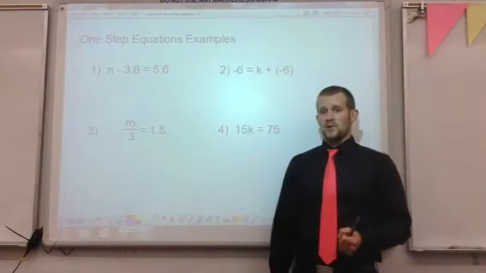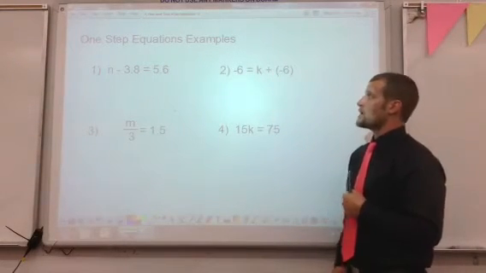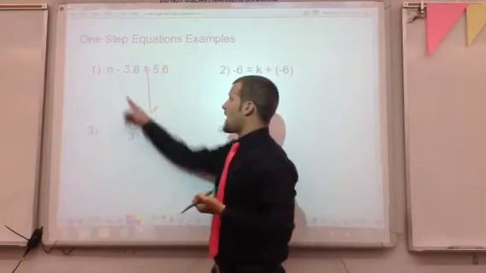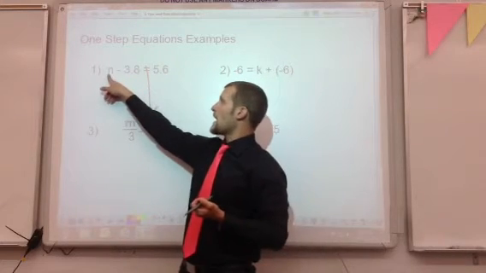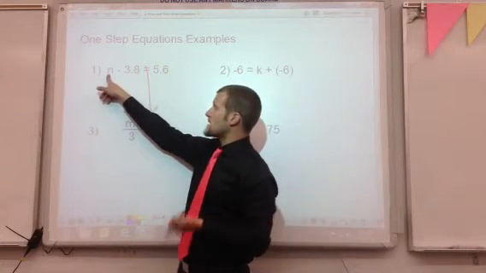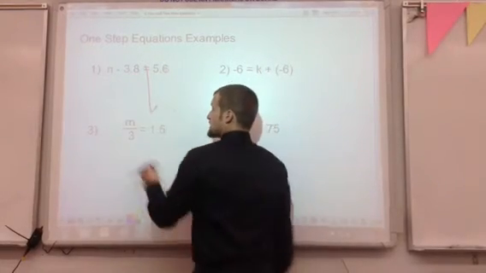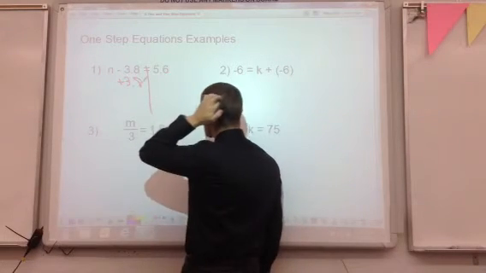Here are 4 examples that we'll go through together. These should definitely be written in your notebook. So, starting up here, I have n minus 3.8 equals 5.6. I want to get n all alone, so I have to look at what's happening to it. It's being subtracted by 3.8. So the opposite would be plus 3.8. That is my inverse operation.